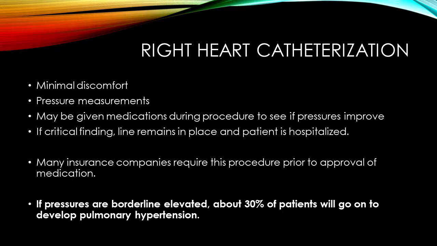If we make pressure measurements and they're borderline elevated, about 30% of those patients will actually go on to develop pulmonary hypertension. So those are patients that we're going to be following very, very closely. Without a doubt, we'll be getting yearly ultrasounds on those patients and maybe even asking the patients to come back to the cath lab in the future to have the pressure measurements rechecked.